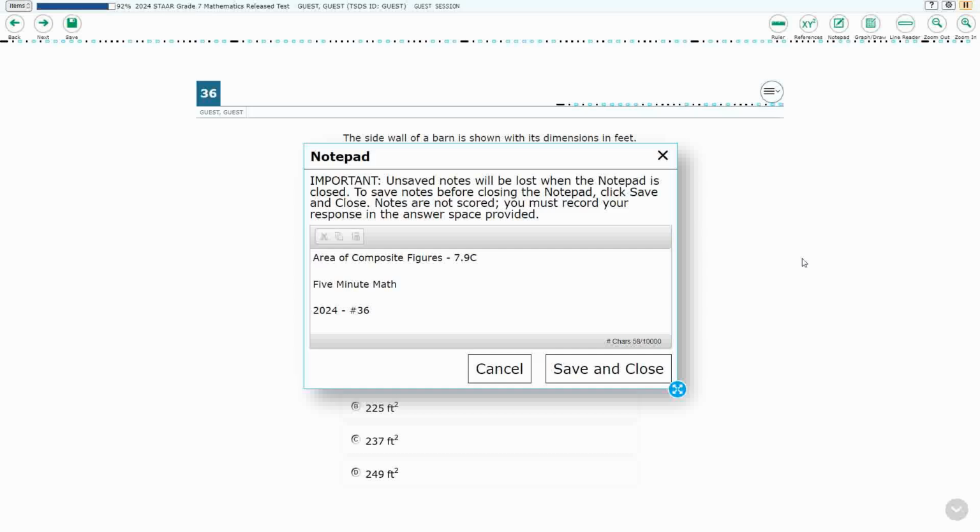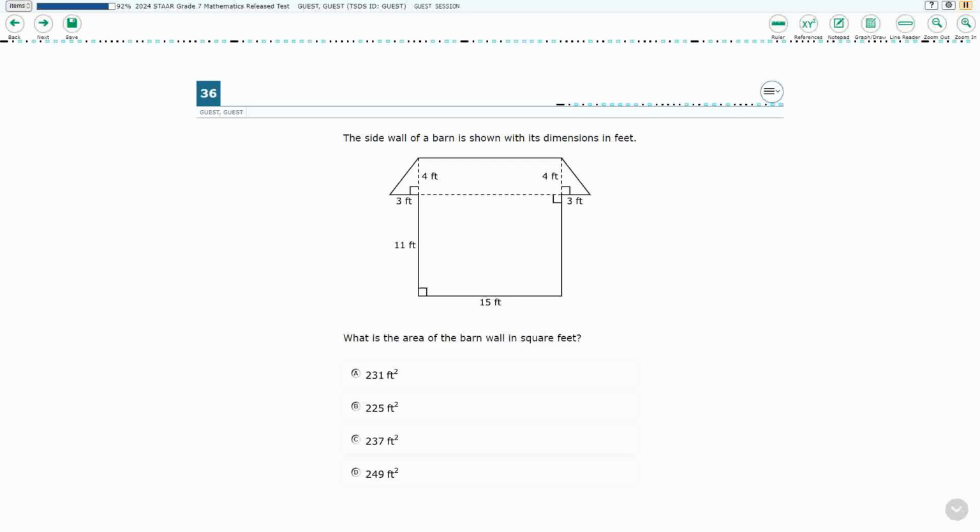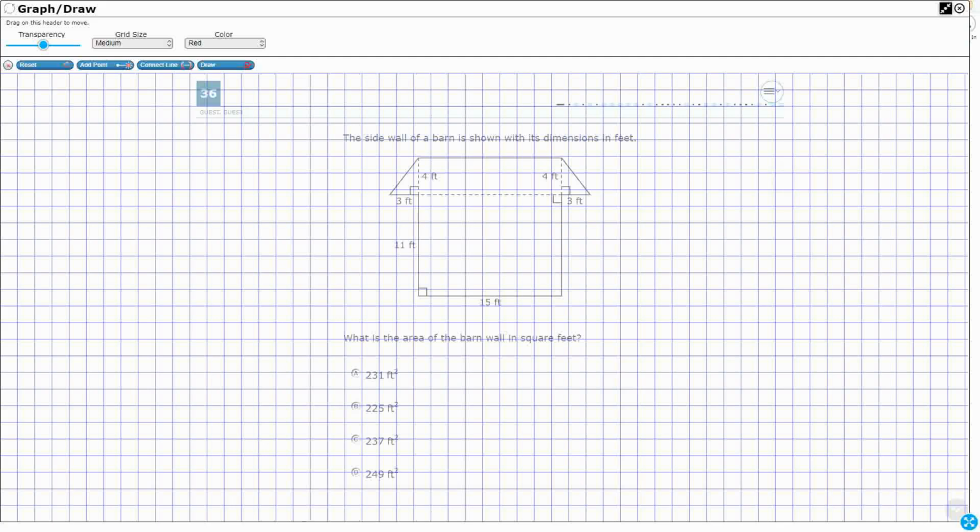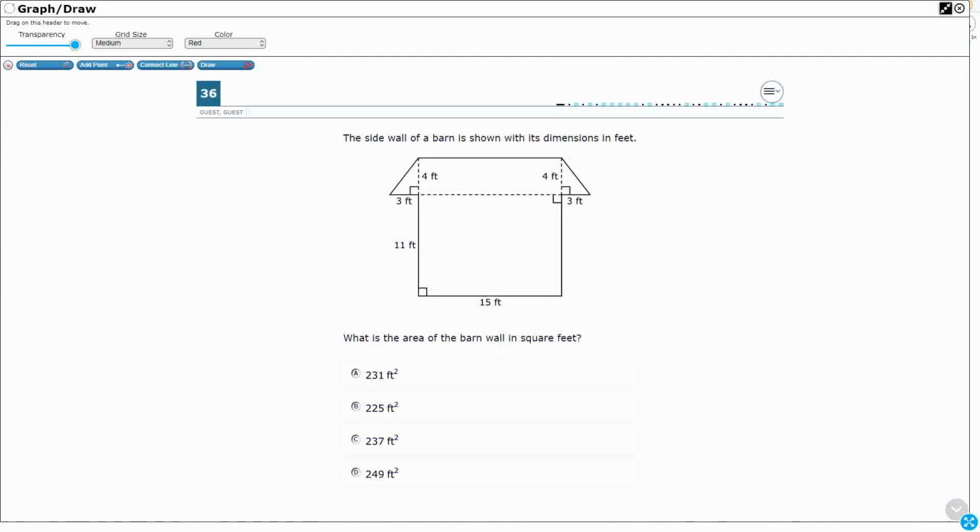Today we are looking at the 7th grade concept of area of composite figures. This is standard 7.9C in the great state of Texas, and we are using item number 36 of the 2024 released STAAR test. If you haven't done so already, please go ahead and take a moment to pause the video, work this problem out on your own, unpause it, and we will look at our answers together.